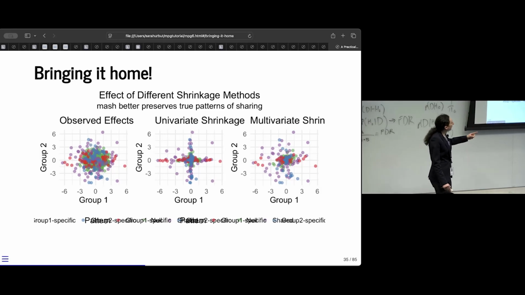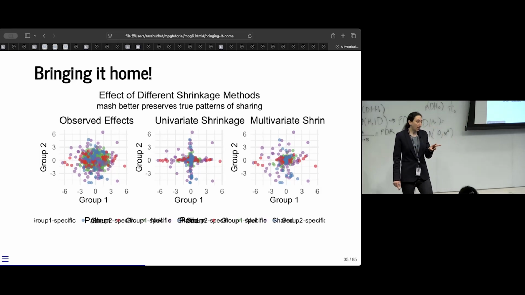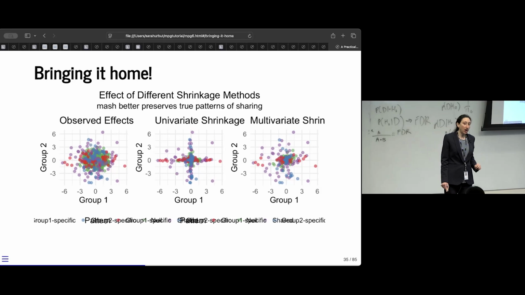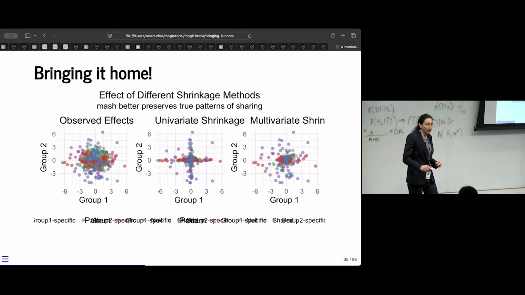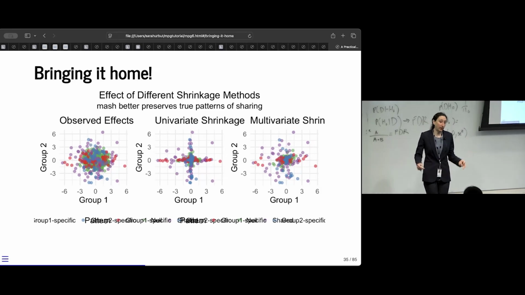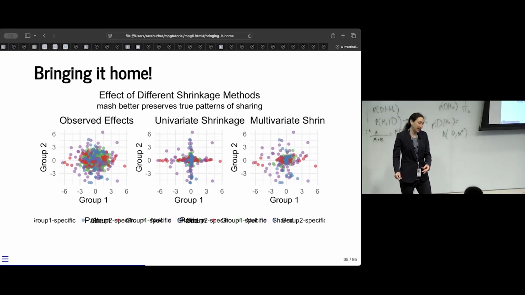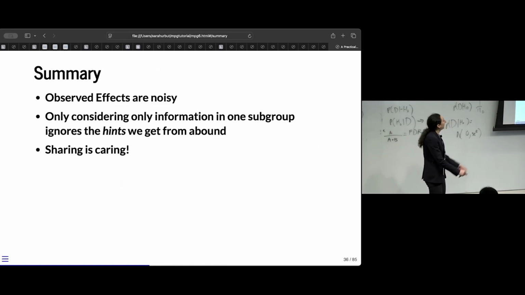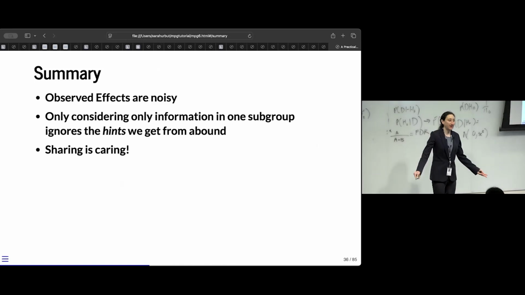And if we have multivariate shrinkage, the relationship isn't 1-to-1, because we might observe 2 small effects, but in one small effect case, the effect in other conditions was quite large. And in the other small effect case, the effect in other conditions was small. So in the first example, we tend to boost it because we recognize it had friends. And the friends were all going to the party, and so it wanted to sort of increase as well. And in the second case, we'd recognize it seemed to be sort of noisy across the board, so we'd shut that down. All right, so observed effects are noisy, only considering information in ones, and sharing is caring.